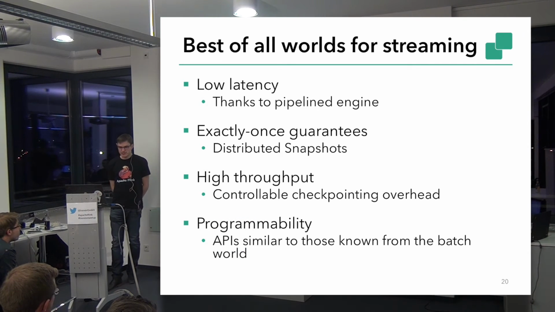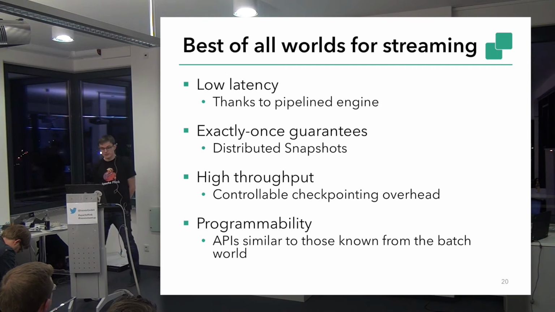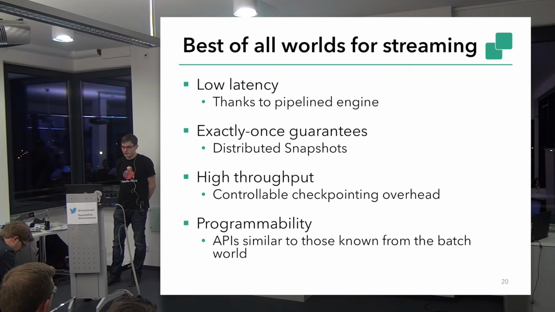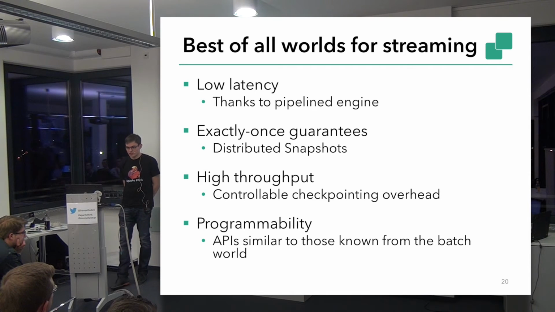So to summarize the requirements, we have low latency thanks to the pipeline engine. We have exactly once guarantees with the distributed snapshots. It's a very nice approach compared to mini batches. We have high throughput by controlling the checkpoint overhead. And we have APIs which are very similar to those known from the batch world.